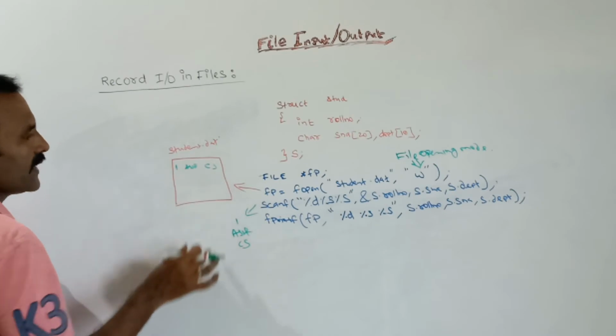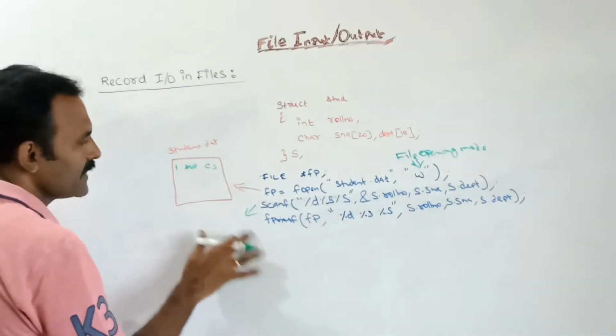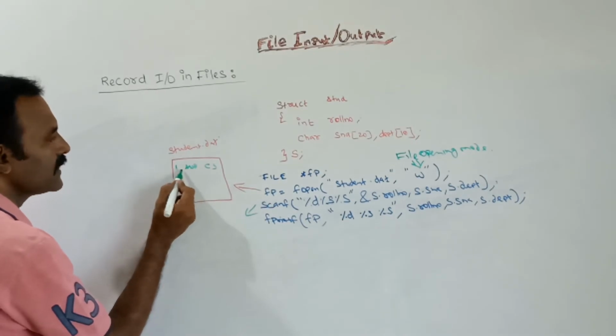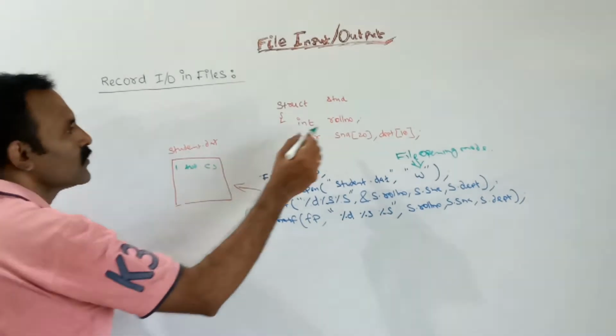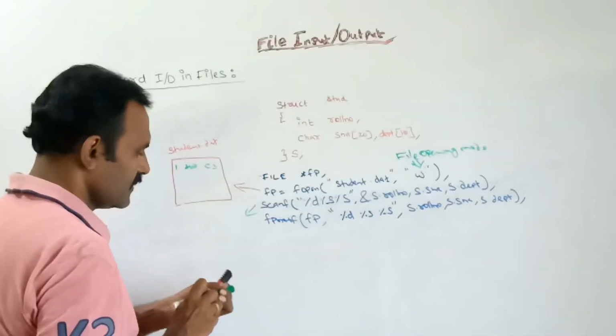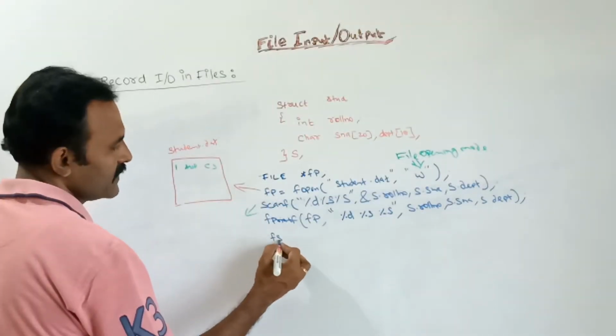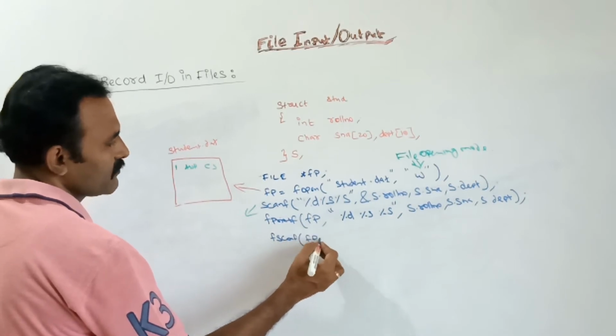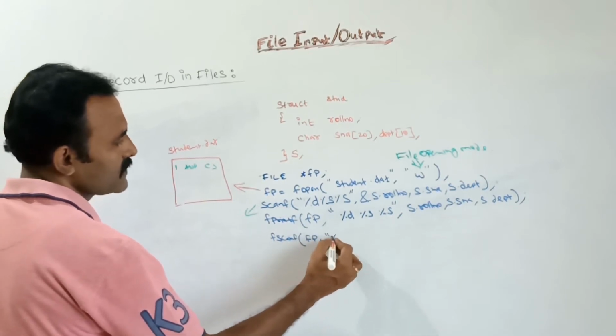It is stored like this because while reading the file, the content before the blank space will be taken and stored to the members. So for example, the fscanf function, like the scanf function, uses fp in the same way.